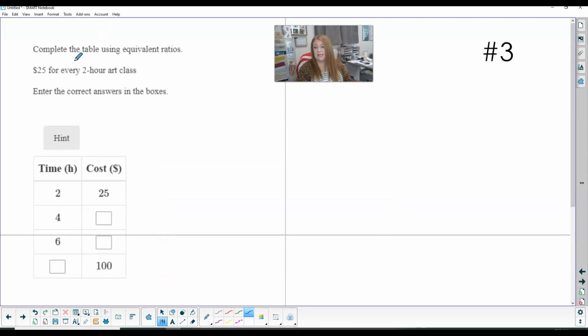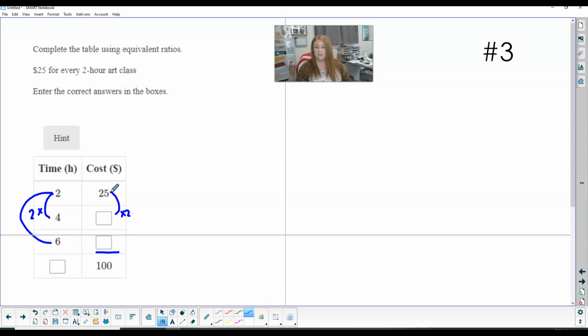So number 3 is $25. So here's our cost for every $2 of an art class. So now they spent 4 hours at an art class. So now they times by 2. So we want to do the same thing here and times by 2. Now how do we get from 2 to 6? 2, 4, 6. So we times by 3. So now we want to do 25 times 3 to get this piece here.